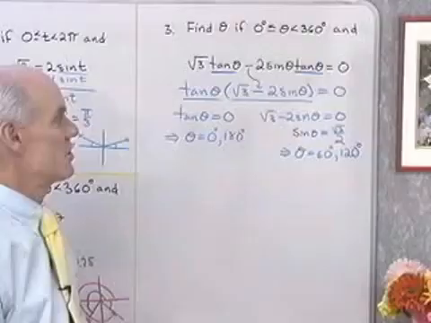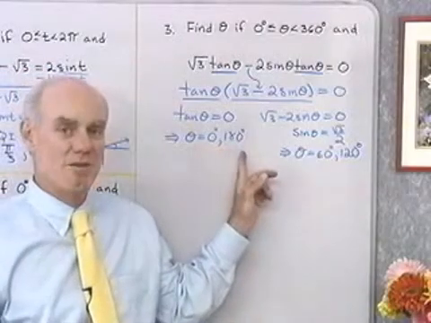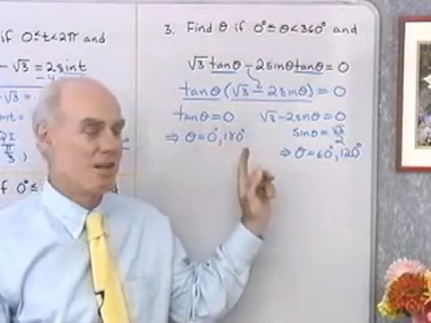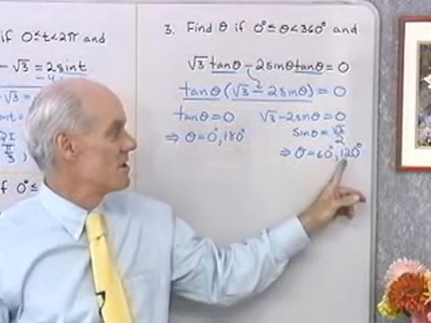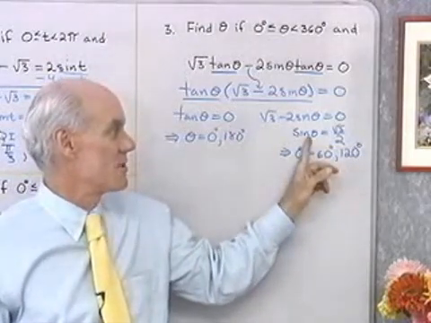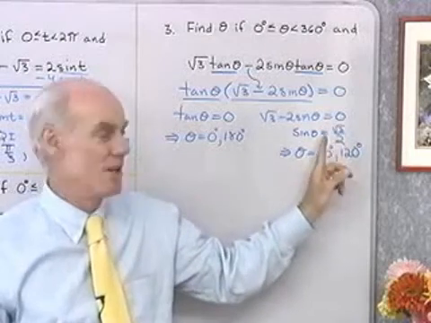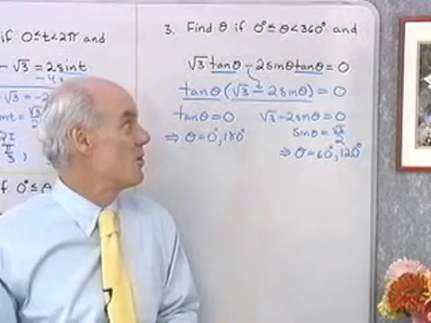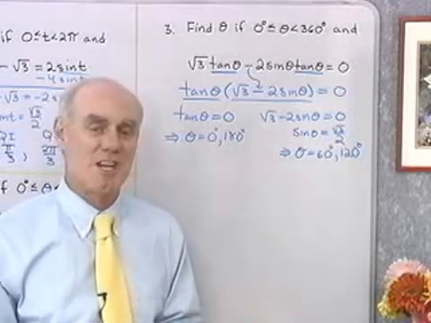So I get 4 solutions to this equation, 0 and 180 degrees. That comes from tangent theta being 0. And 60 degrees and 120 degrees, that comes from sine theta being equal to square root 3 over 2. So there's 3 equations that involve trigonometric functions and their solutions.